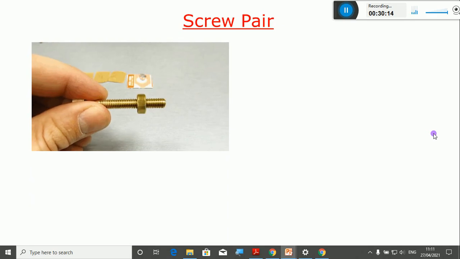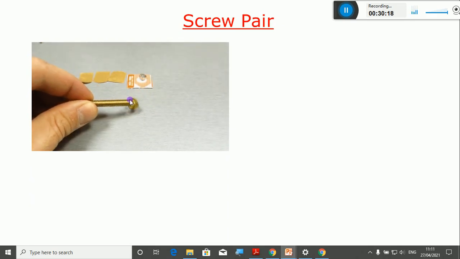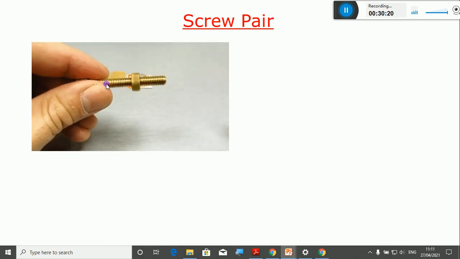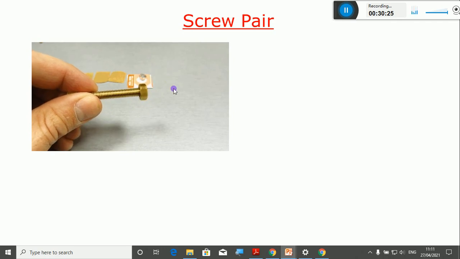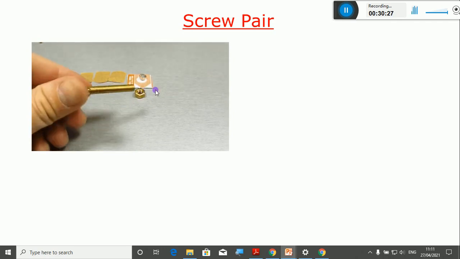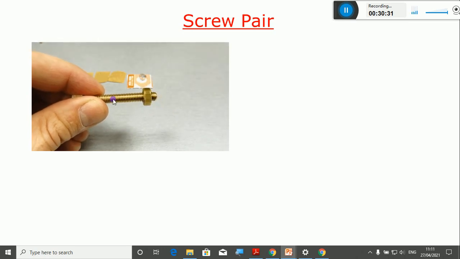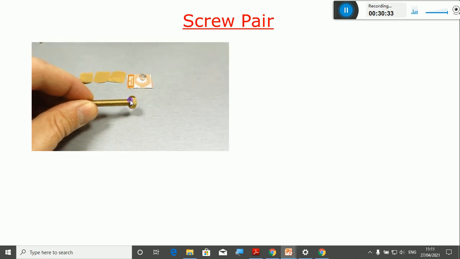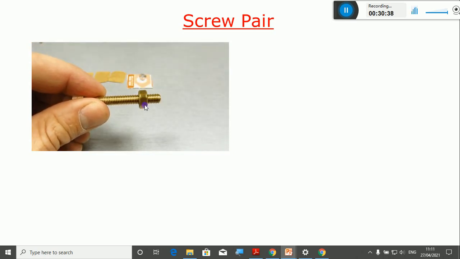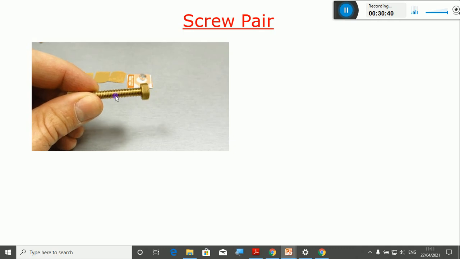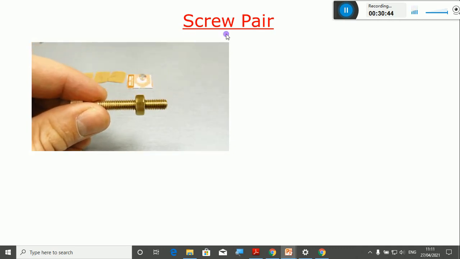Screw pair. Consider the nut and bolt. So this bolt is one element and the nut is one more element. It is a combination of two links in such a way that one link is moving with respect to another with the help of screw threads. So the nut is rotating with respect to this bolt with the help of the screw threads, and such a combination I can call a screw pair.